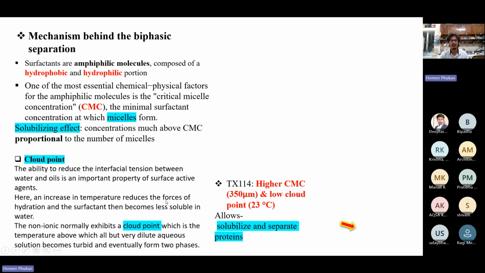Being a surfactant, it is an amphiphilic molecule composed of hydrophobic and hydrophilic portions. One of the most important biophysicochemical properties of these amphiphilic molecules is the critical micellar concentration, which is nothing but the minimal surfactant concentration required for forming a fully functional micelle. This micelle helps in solubilizing the membrane-embedded proteins. Another important factor is the cloud point, which is the temperature above which dilute aqueous solutions become turbid, and eventually it can form two phases.